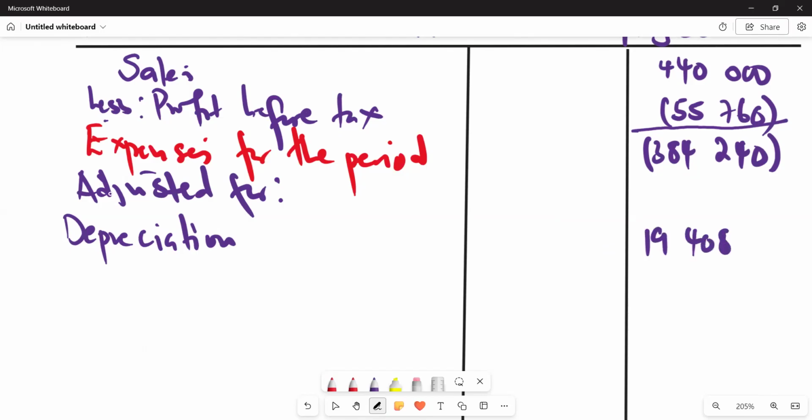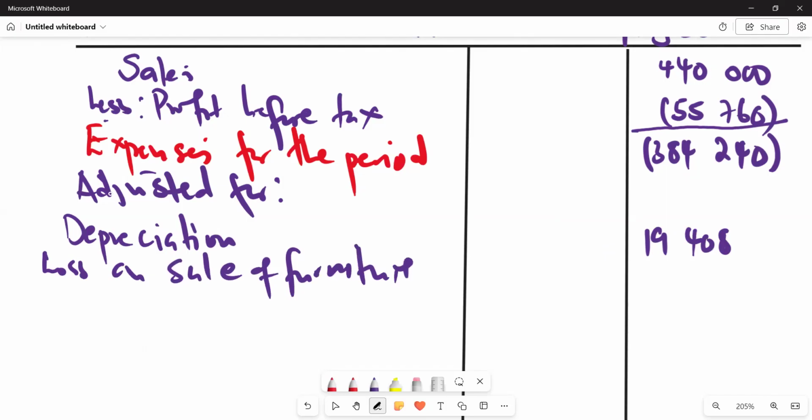Remember, we identified loss on sale of furniture. Initially, loss on sale of furniture in the statement of comprehensive income, we subtracted because the loss is an expense. But now we want to remove it since there is no cash movement in terms of loss on sale of furniture. We are also supposed to show it as a positive, which is 10,000. If it was a profit, we would just do the opposite. So this is what we have. So we go and check again.